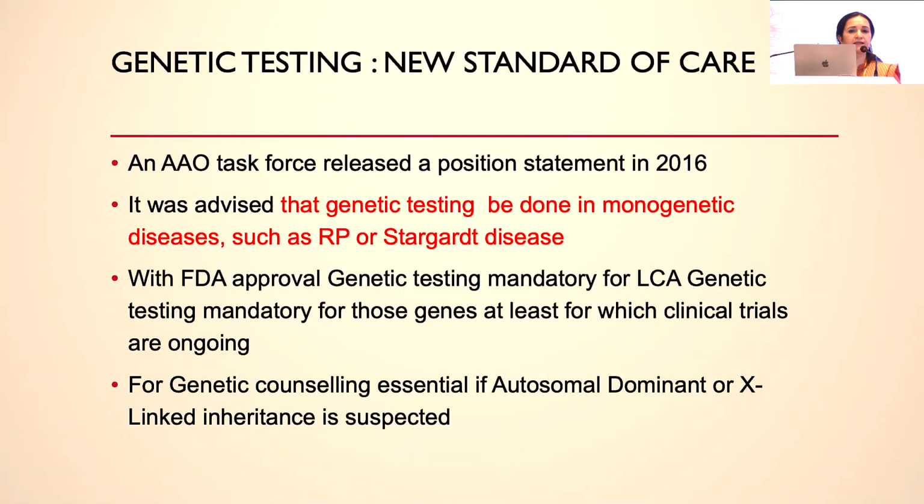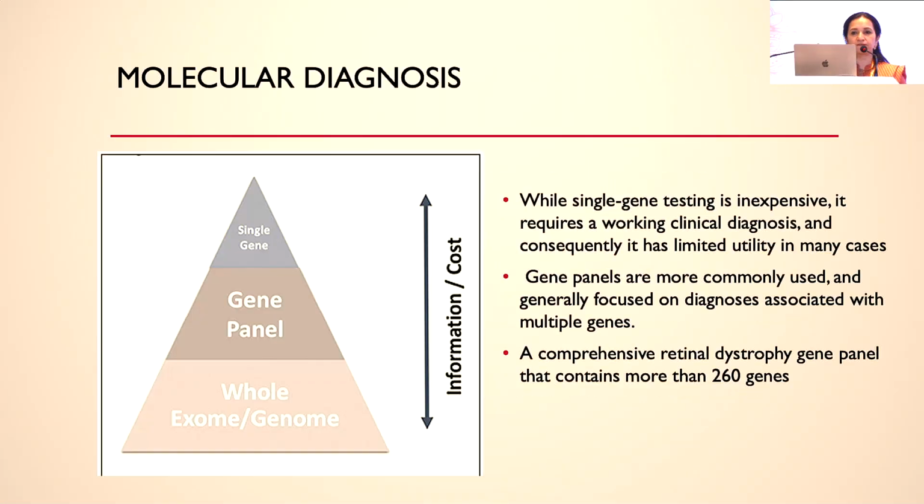The American Academy Task Force has mentioned that for monogenic diseases like RP and Stargardt's, it is nothing over the board if you advise genetic testing, and genetic testing should be considered. This is standard of care. So what kind of genetic testing? Would you do a whole genome, whole exome, a gene panel, or a single gene?